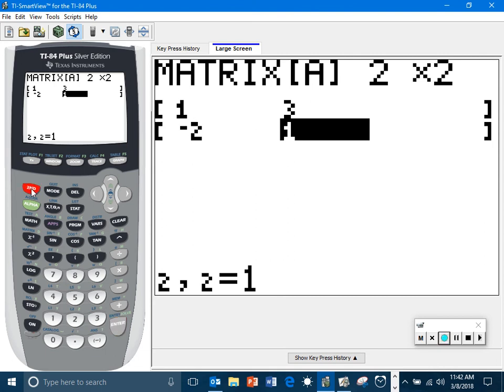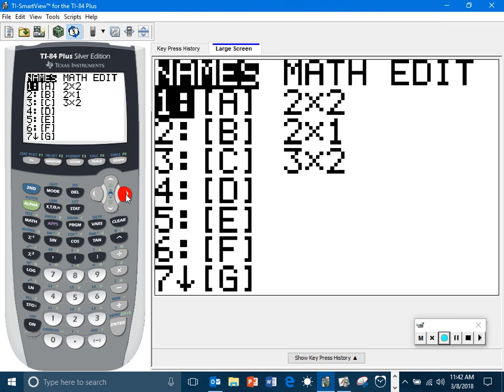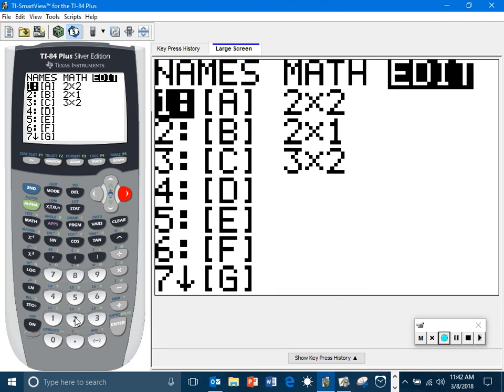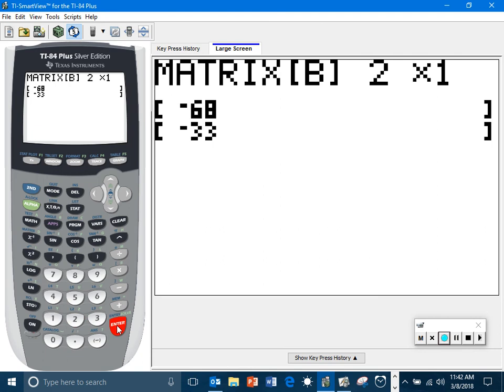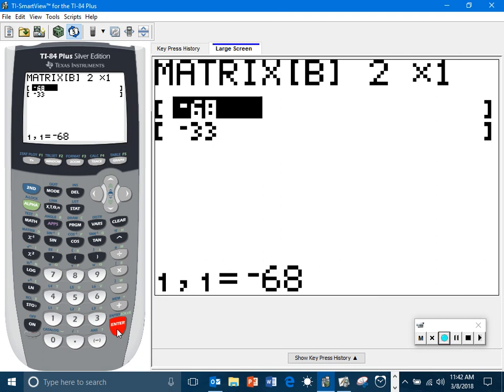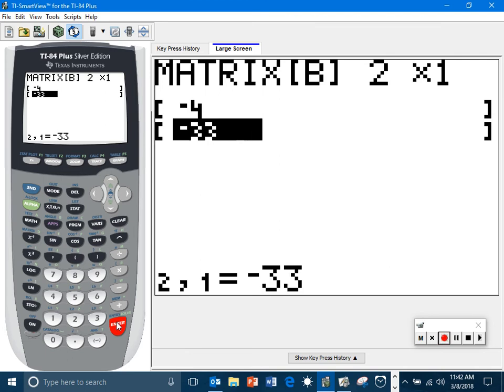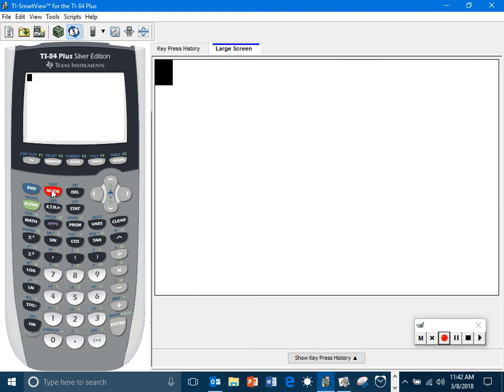Okay, go back to the matrix. Go back to edit. Pick number 2. That's 2 by 1. Okay, and the numbers there are -4 and -34. Once you're done, you need to quit, second quit. Now, this next step, you only need to do this once. After you've done it, then you can just use the shortcut, which I will do on the other problems.